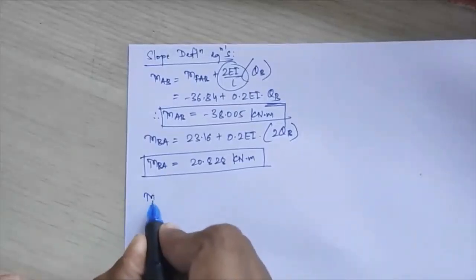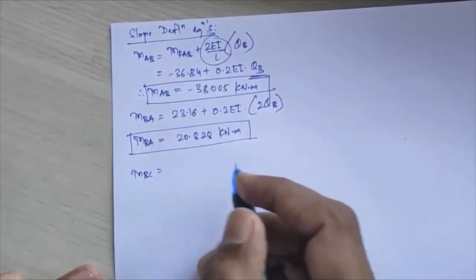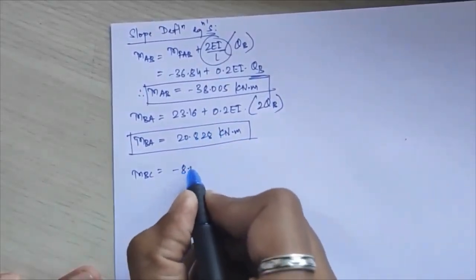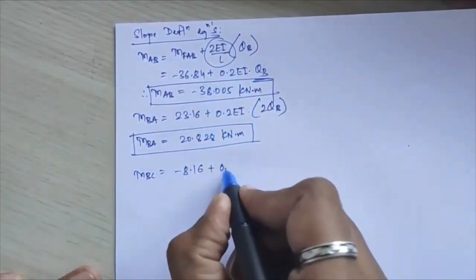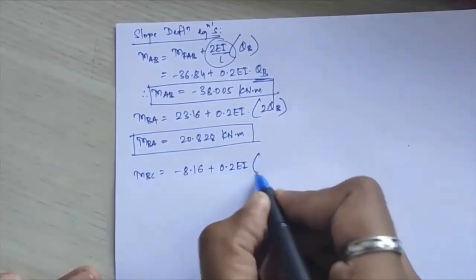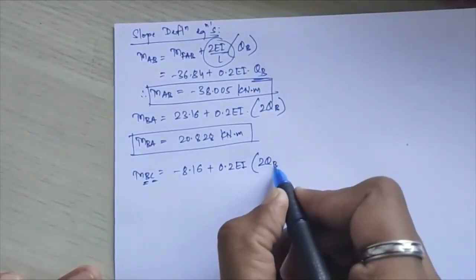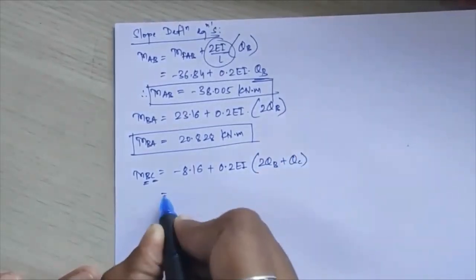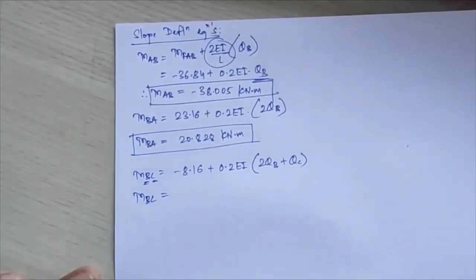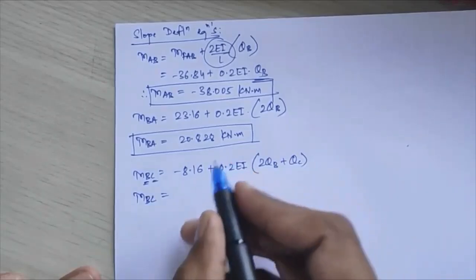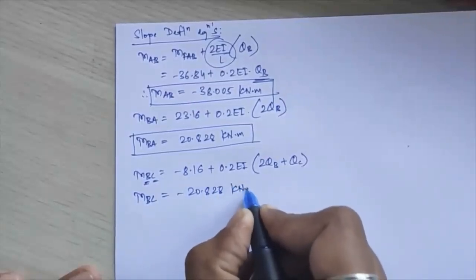Next we'll see MBC. MBC is equal to MFBC, that is minus 8.16, plus 2EI upon L. L for BC is again 10, so again I'll get 0.2 EI into bracket, where the near end is B and the far end is C, so I'll get 2 theta B plus theta C. If I calculate this MBC, substituting theta B and theta C, I get MBC equal to minus 20.828 kilonewton meter.